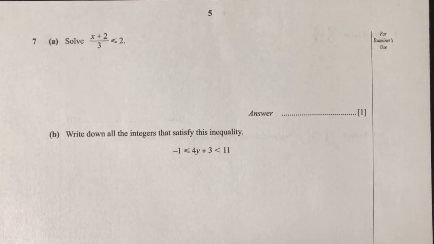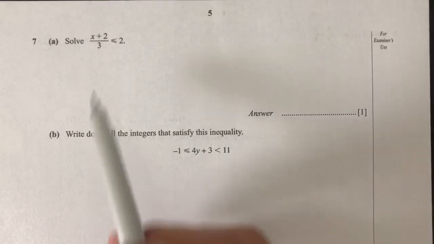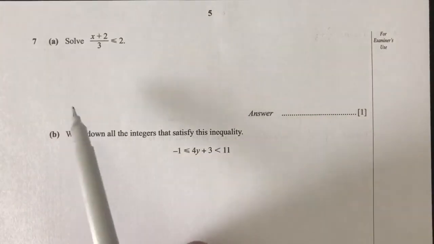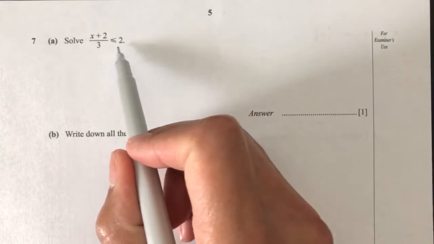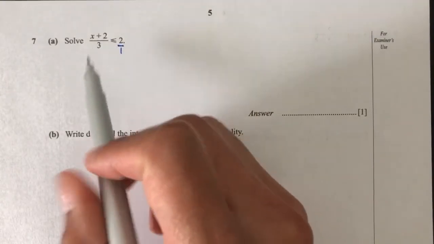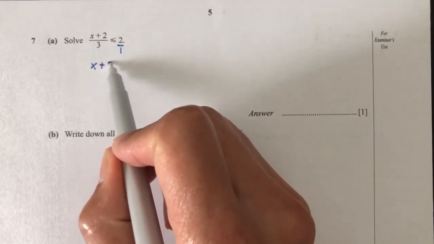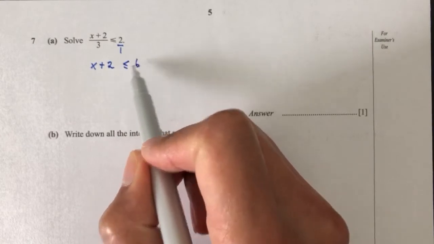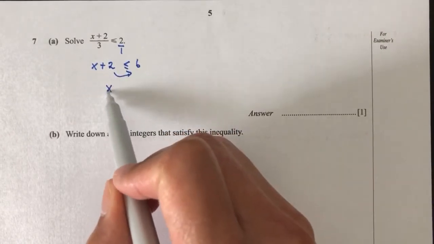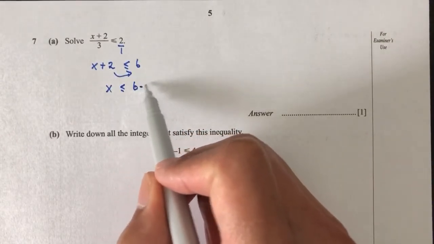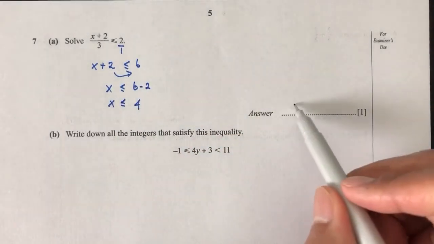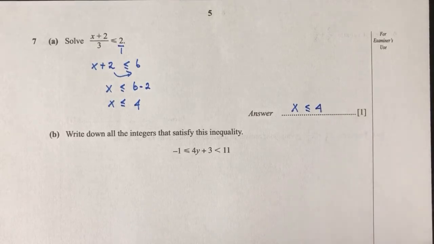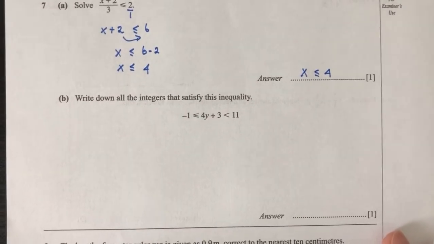Question number 7, part A. Solve (x + 2) over 3 less than or equal to 2. We have to solve this inequality to find the value of x. The first thing we do is cross multiply. So here we have x plus 2 less than or equal to 6. We send this over here, so x is less than or equal to 6 minus 2. So x is less than or equal to 4. So the answer for part A is this. Pretty easy.